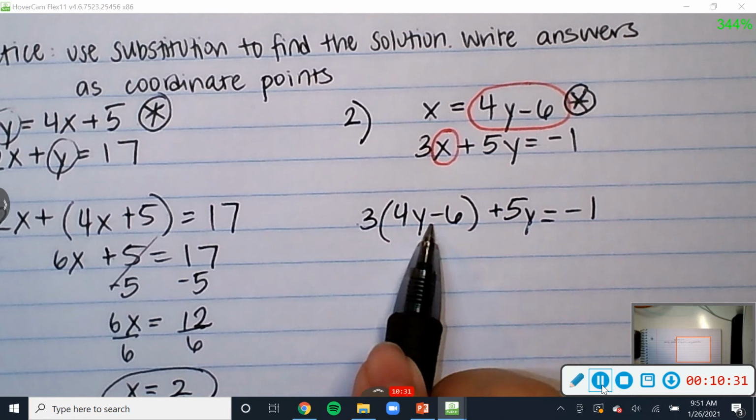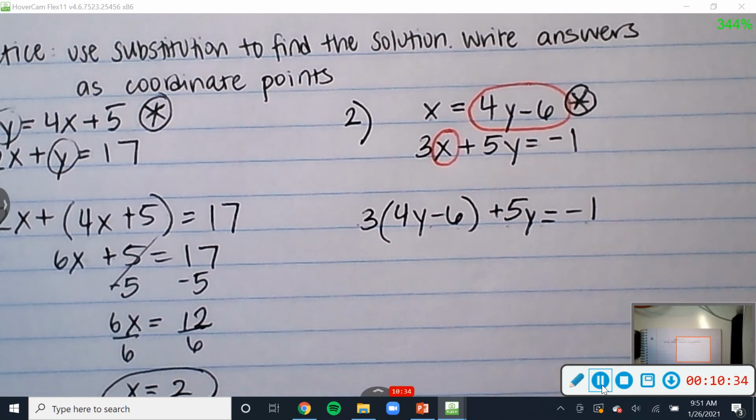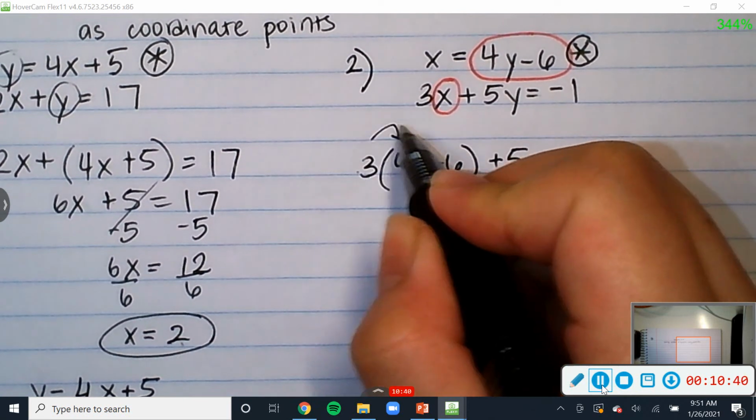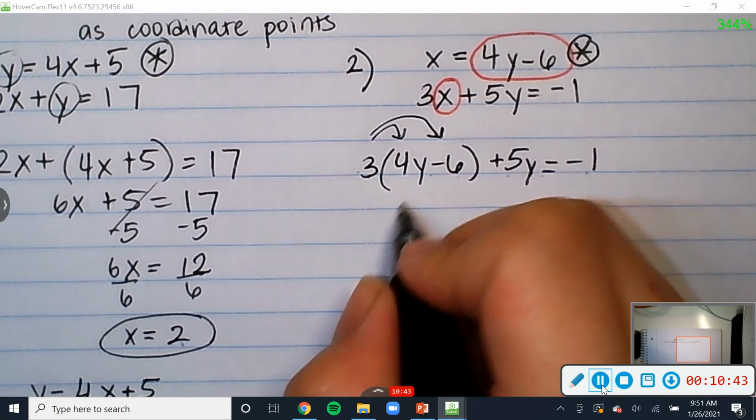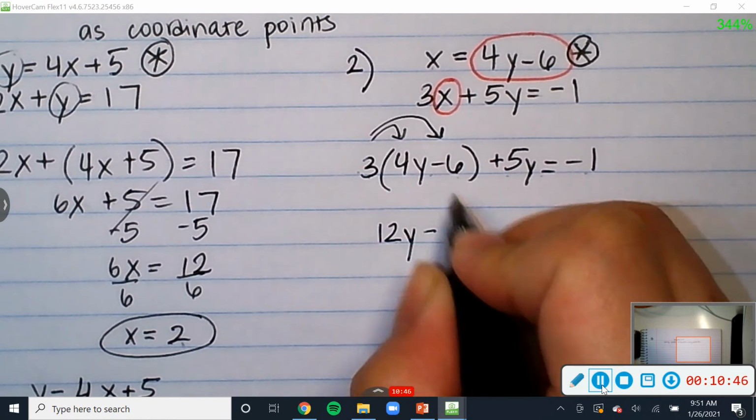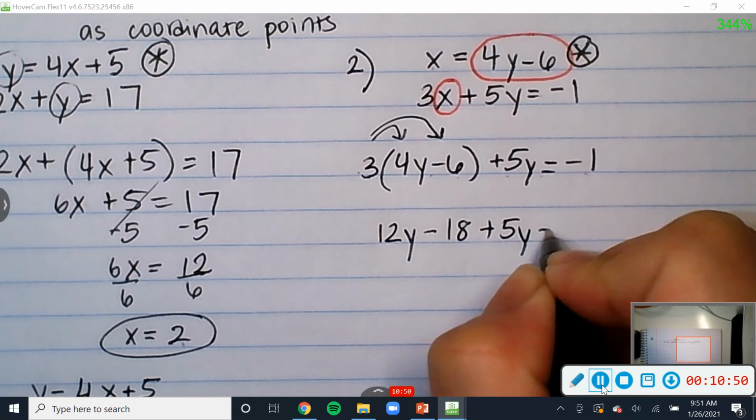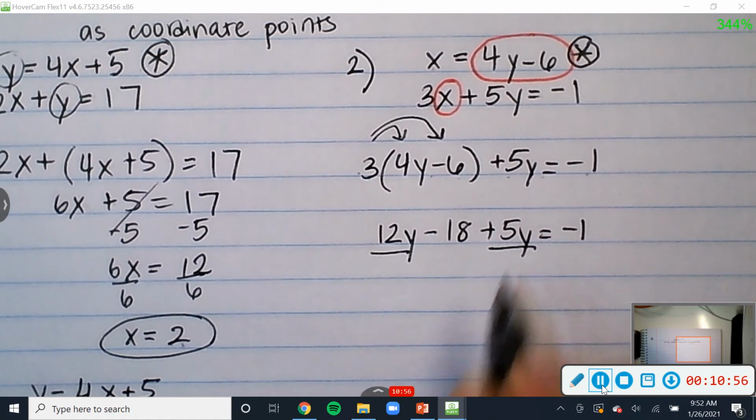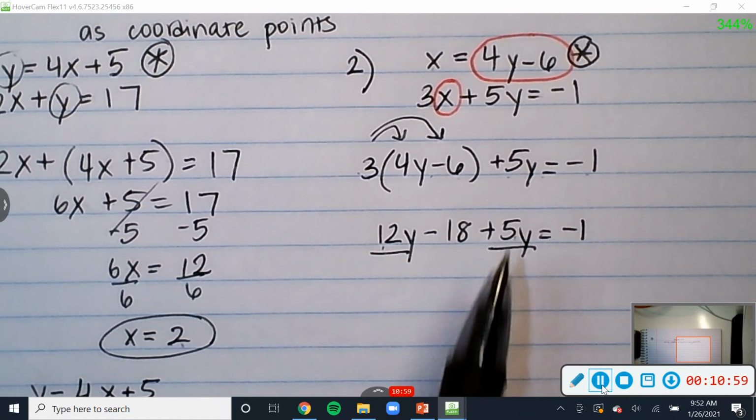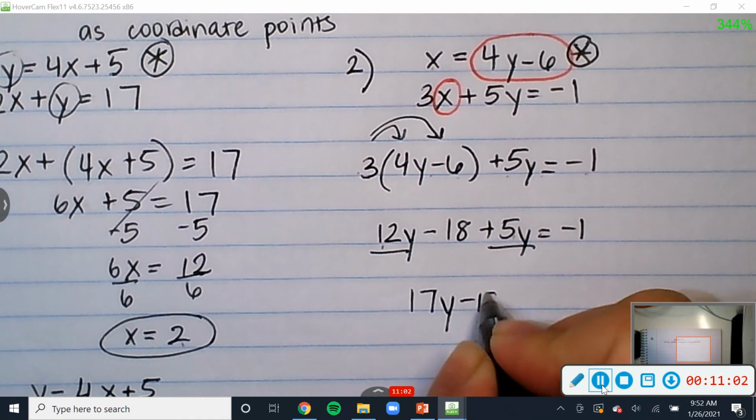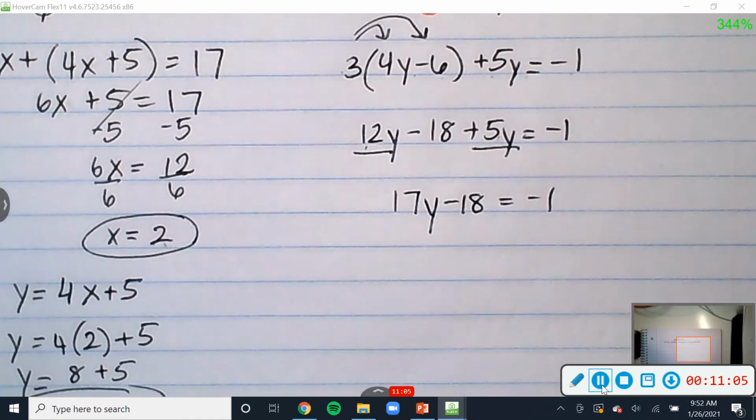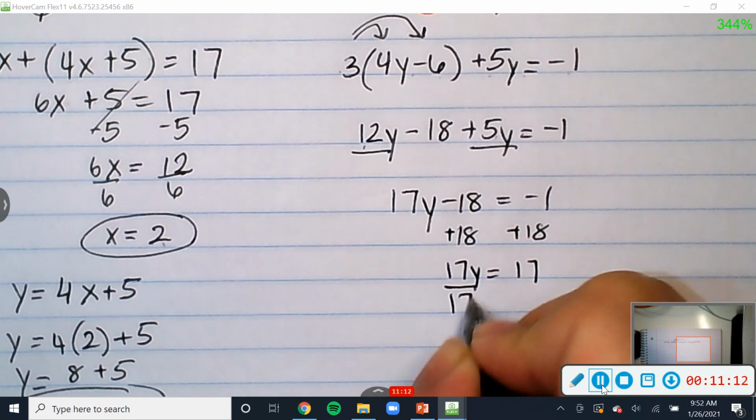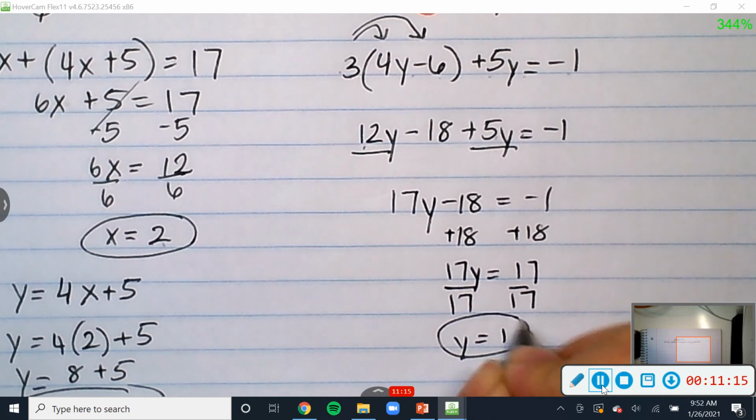So now we have 3 times (4y minus 6) plus 5y equals negative 1. For this equation, we need to solve a little bit differently. Because we have a 3 outside of here, we've got to distribute this first. So 3 times 4 is 12y. 3 times 6 is minus 18, plus 5y. Next, all we have to do is combine our like terms right here. We've got positive 12, positive 5. So I'm going to add those together to get 17. And then we just solve for y. So I'm going to add 18 on both sides. Divide by 17 on both sides. And this leaves us with y equals 1.